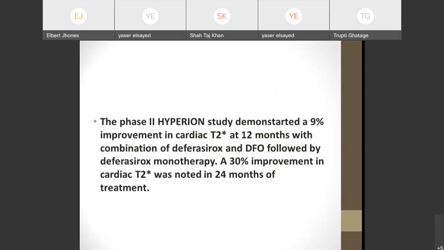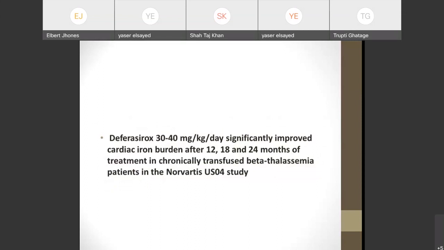Another is the Hyperion study, a phase 2 trial, which demonstrated a 9% improvement in T2 star at 12 months with the combination of deferasirox and deferiprone compared with deferasirox monotherapy. A 30% improvement in cardiac T2 star was noted in 24 months of treatment. Again, deferasirox 30 to 40 milligram per kg per day significantly reduced cardiac iron burden after 12, 18, and 24 months of treatment in chronically transfused beta thalassemia patients. That is a Novartis study, the CORDELIA study.